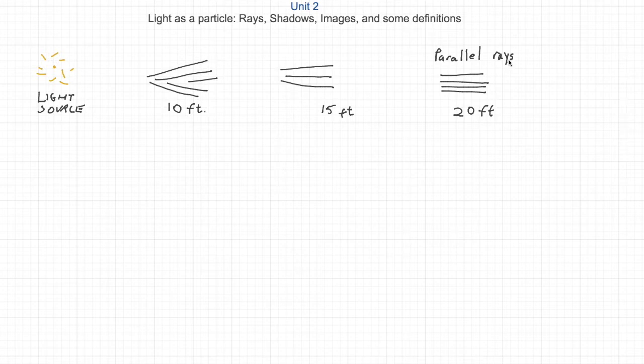Another term for parallel rays of light is called collimated light. C-O-L-L-I-M-A-T-E-D. It occurs at 20 feet away. 20 feet is the same thing as 6 meters. And we call that distance, 20 feet or 6 meters, optical infinity.